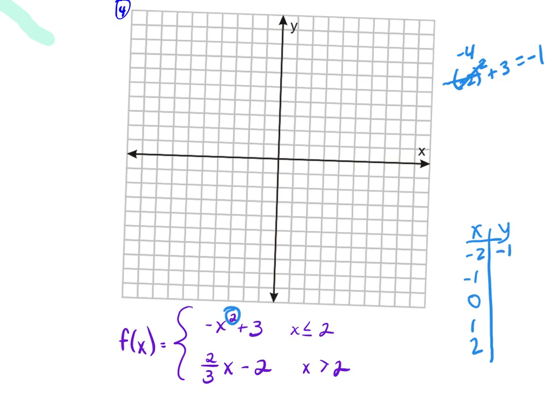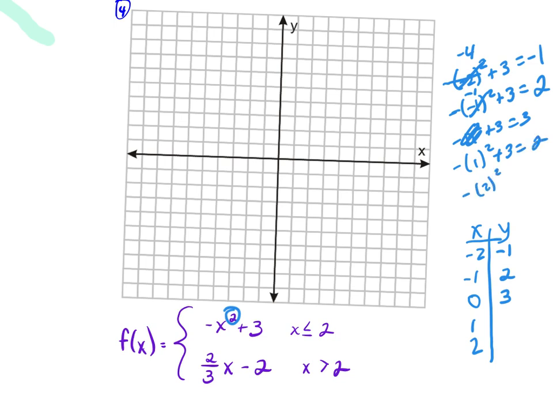When I plug in -1, I have -(-1) squared plus 3. Well, -1 squared is 1, but then I have that negative out in front. So it's -1 plus 3, which gives me 2. If I plug in 0, I have -0 squared plus 3. Well, that's just going to give me 3. If I plug in 1, it's going to be the same thing as -1. So it's going to give me 2. And if I plug in 2, it's going to give me the same thing as -2, and I get -1.